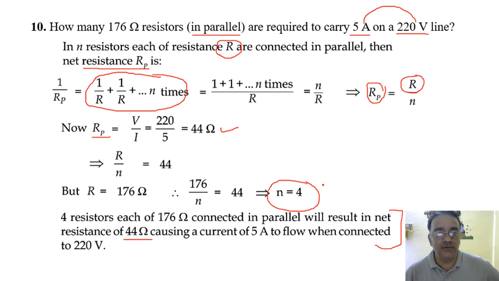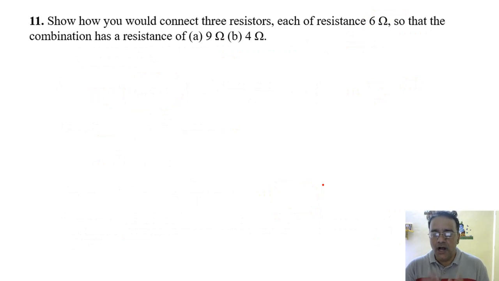Okay, so now we are moving towards question number 11. Show how you would connect 3 resistors, each of resistance 6 ohm, so that the combination has a resistance of 9 ohm. Right? So 3 resistances of 6, we will do this also with the same concept. 6, 6, 6. See, 9 ohm is greater than each resistance. That means the three are not all in parallel.